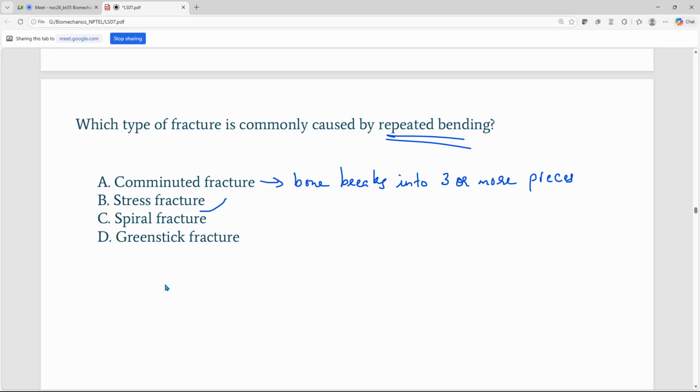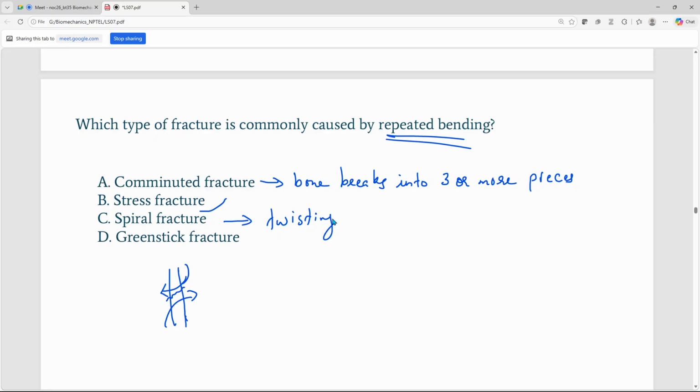Whereas a spiral fracture is something where, suppose this is a bone, one portion twists like this and another portion twists like this. That is due to twisting; spiral fractures can occur. A twisting fracture.